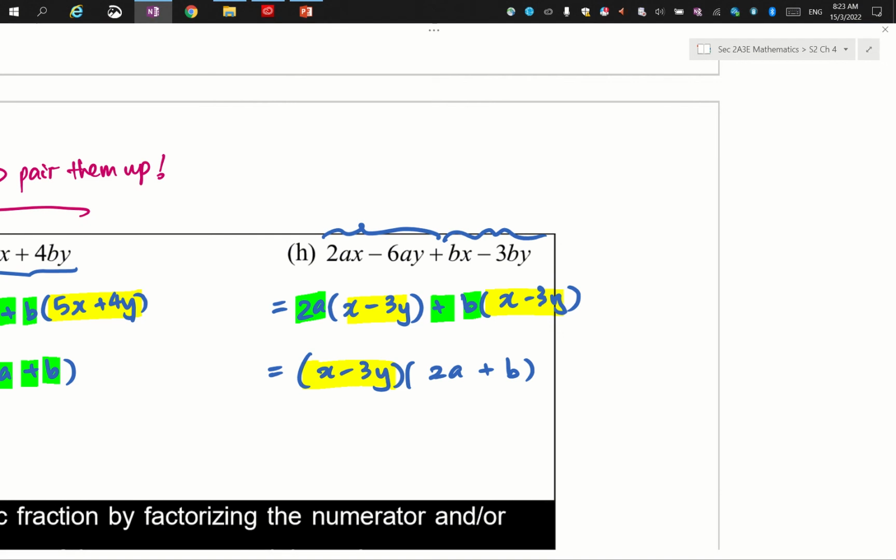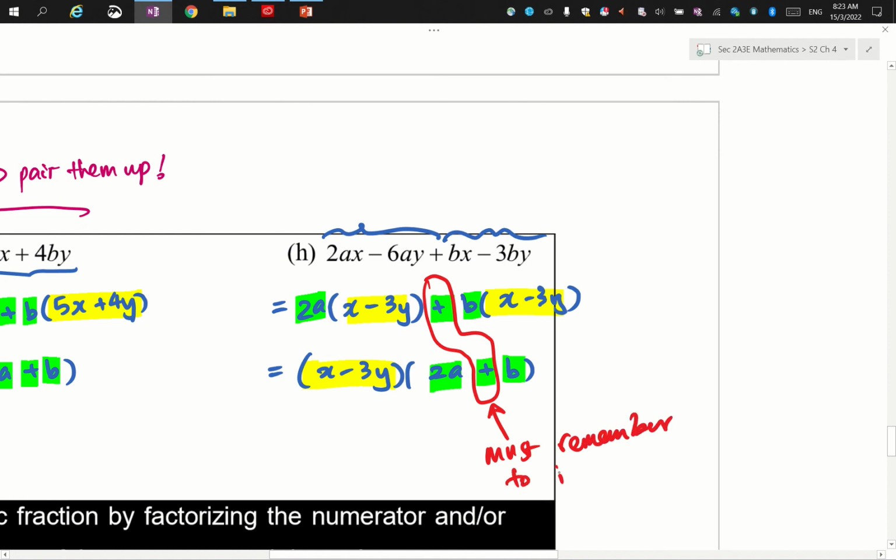So common factor and the quotient. Just want to highlight now, students tend to forget the sign over here, the plus sign. Must remember to include.